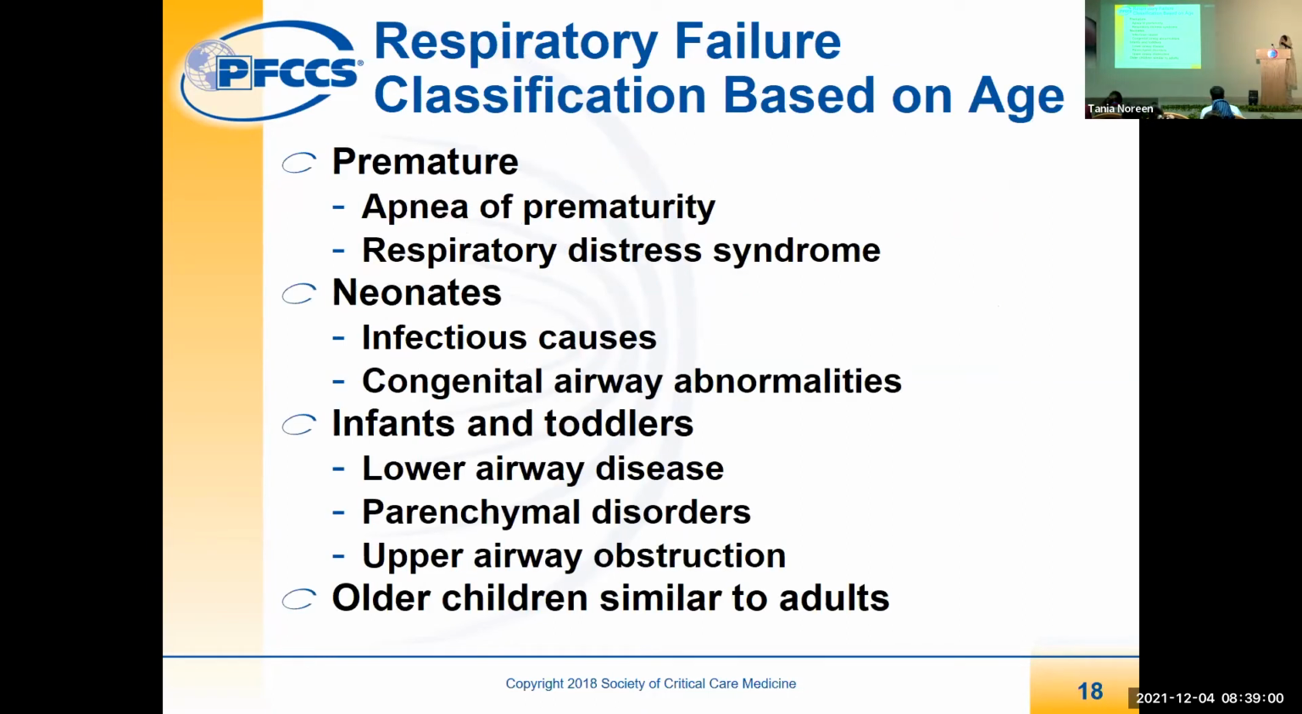Respiratory failure की causes क्या होंगी, आपकी बुक्स में मेंशन है. Few causes में premature में apnea of prematurity हो सकती है. There could be RDS. Neonates में infectious causes predominate. Then there could be congenital airway abnormalities.